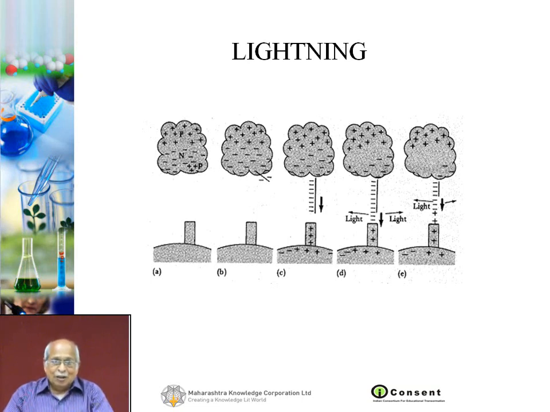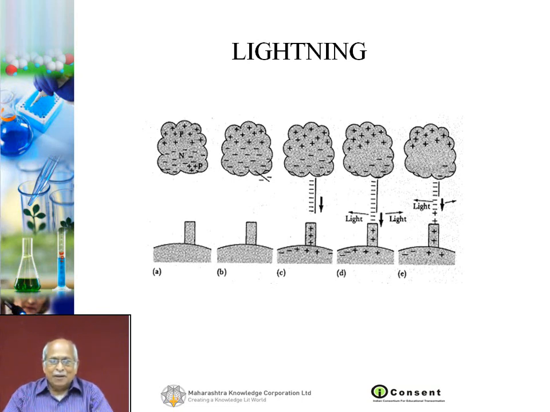But then, when the conditions are favorable, electrons in the cloud start moving towards the positive charge on the lower side. The electrons continue to move and they come out of the cloud also, that you see in figure B. Electrons continue to move down through air because of huge charge. Air becomes conducting. Normally air is insulating, but because of strong electric field, I'll make it clear within a few minutes, the air becomes conducting and charge starts moving down.